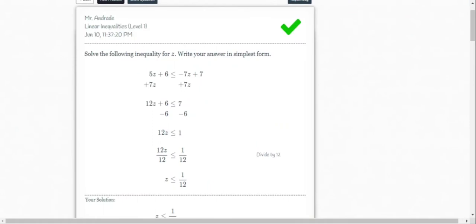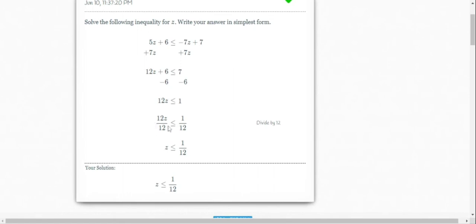So here's the step where they add 7 on both sides to give you 12z plus 6 less than or equal to 7. We need to remove the 6, so the opposite of plus 6 is minus 6. So that gives us 12z is less than or equal to 1. We'll divide both sides by 12. We end up with z is less than or equal to 1/12. Now you'll notice we didn't switch the signs because we're not dividing or multiplying by a negative number. You can add or subtract and keep the sign, but if you divide by a negative number, you have to switch it.